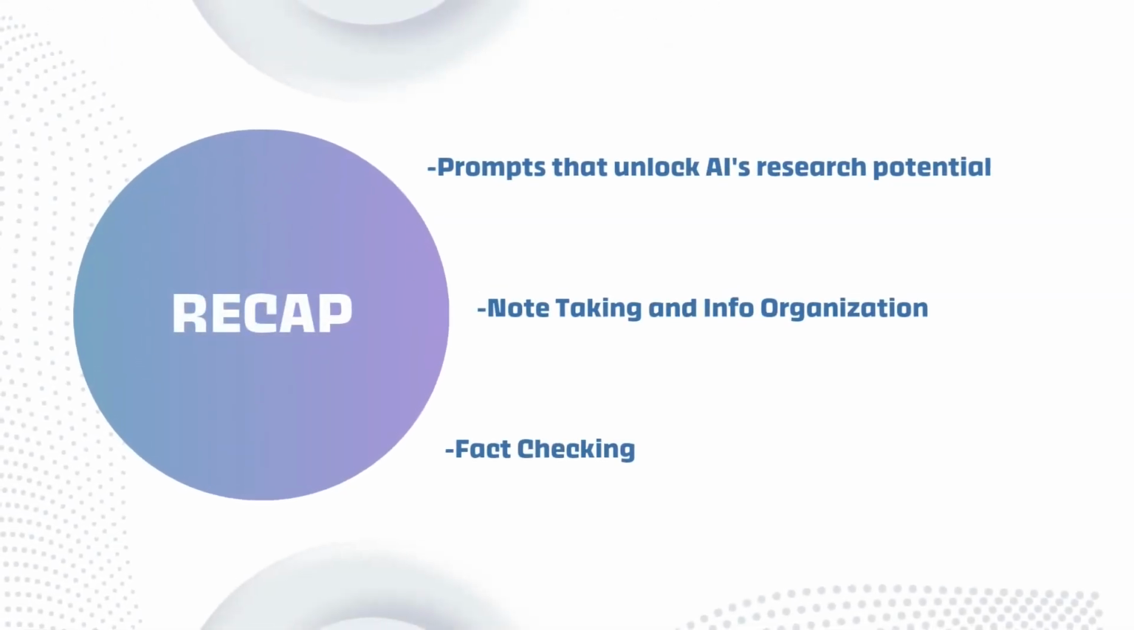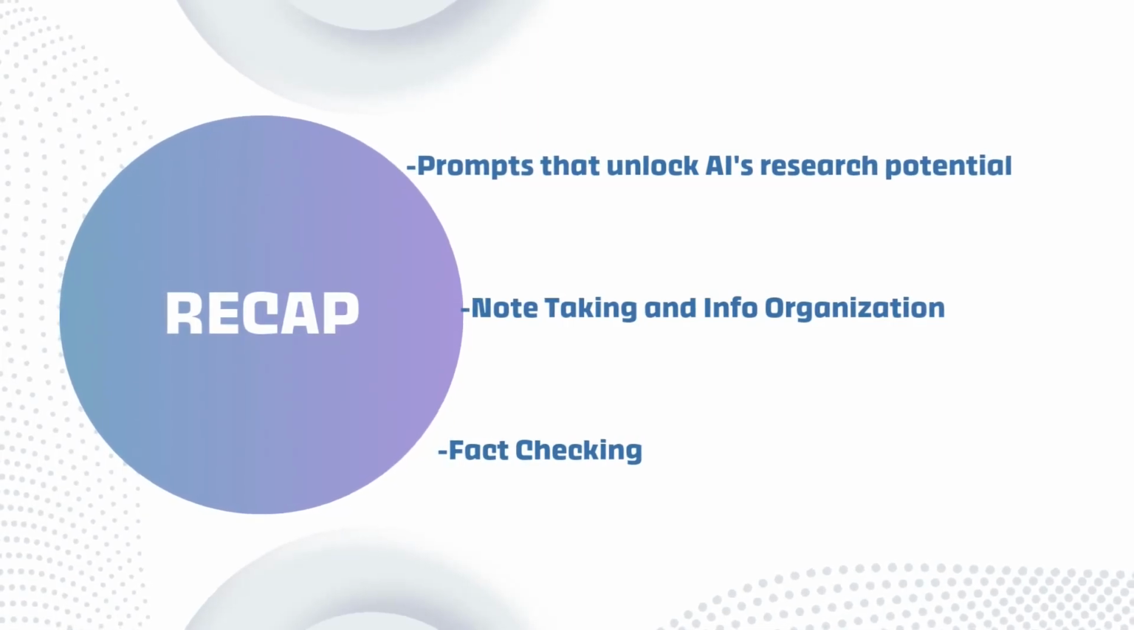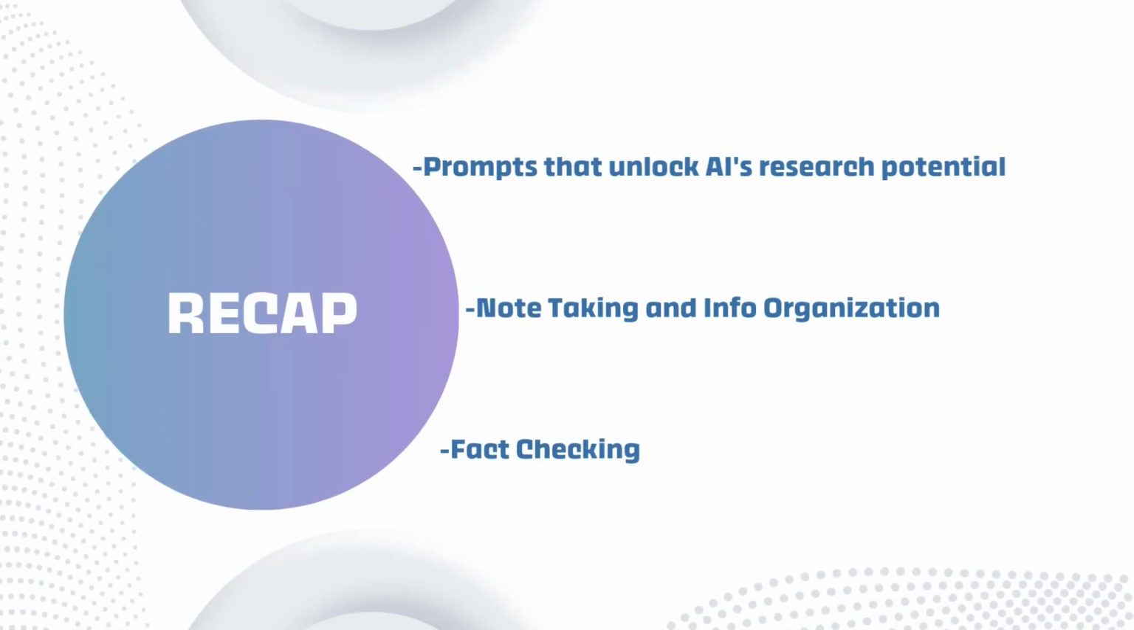All right, just a quick recap of what we covered in this video. First thing we covered was the prompts that unlock AI's research potential. That's the 2 prompts that you could use for any AI tool if you want to start out with a broad topic, and then you would just narrow it down from there. Second thing we covered was the note-taking and info organization. And the final thing that we covered was the fact-checking.